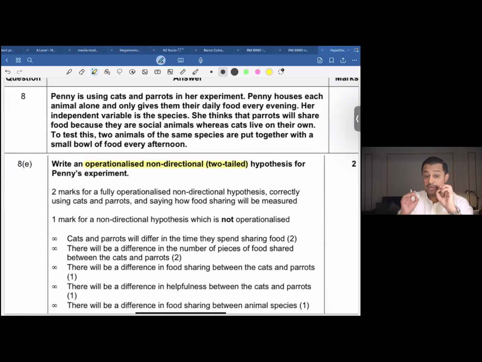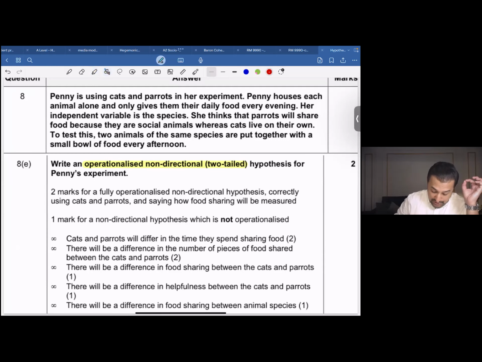Now, what does the word operationalization mean here? Operationalization is when you're defining a variable, when you're setting up a criteria, or when you're saying this is what it means when we talk about there being, in this case, a change. So write an operationalized non-directional hypothesis for Penny's experiment. Let's read through the marking scheme.